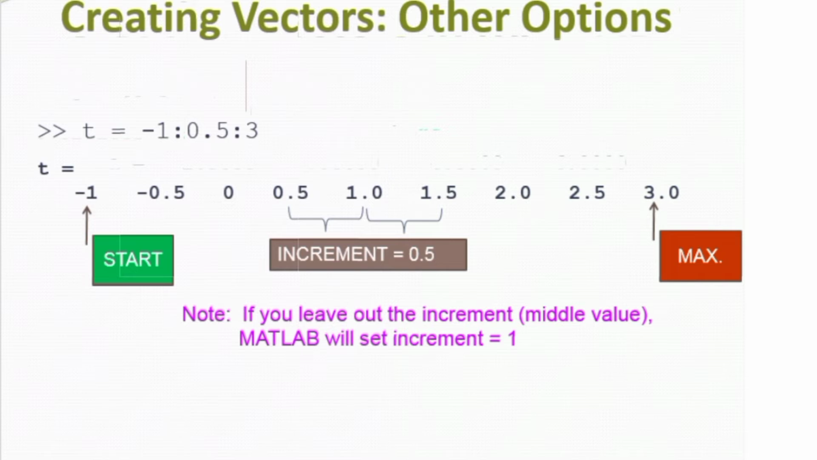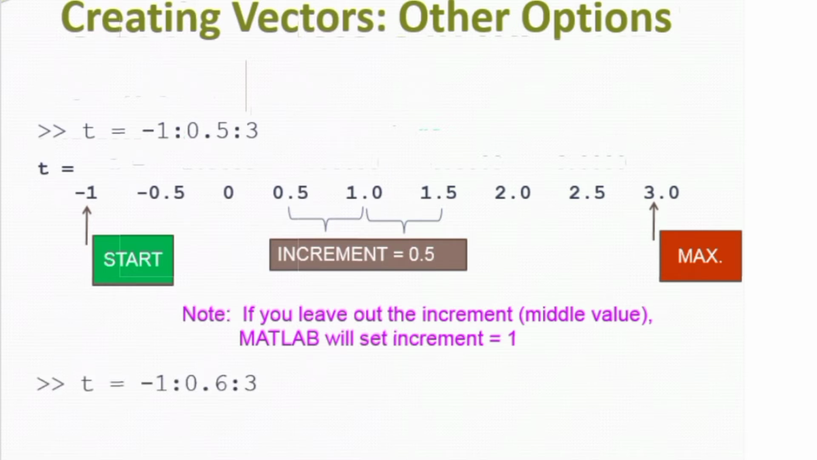You can leave out that middle number. If you leave the middle number or the increment out, Matlab will just assume that you want that increment to be 1. You can also have that increment be a negative number, in which case you're actually decrementing through your vector rather than incrementing.